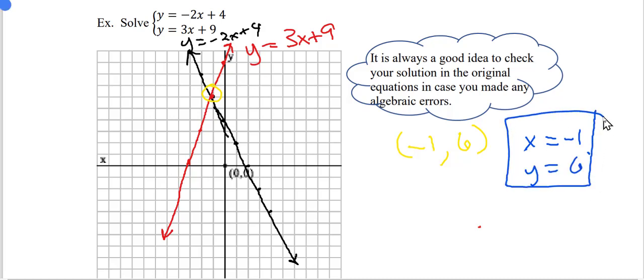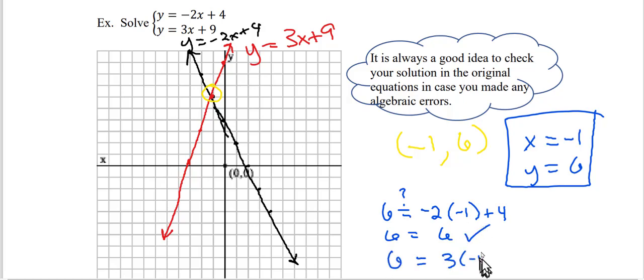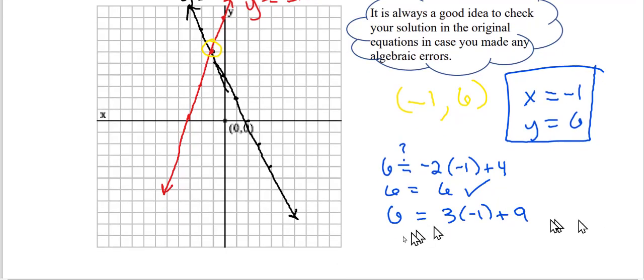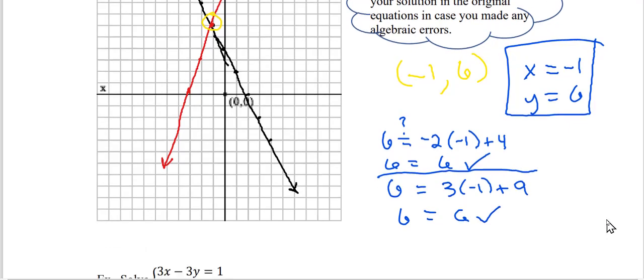You can always check the solution that you come up with in the original equation, right? You can start with y equals -2 times -1 plus 4, with a question mark over it. Is that really equal? Yes, it is. And then you have to check it in the other one, right? 6 equals 3 times -1 plus 9. Is that really true? Plugging it in the second equation, 6 equals 6. Yes, it is. So it does work. It's always a good idea to check that to make sure it does work.